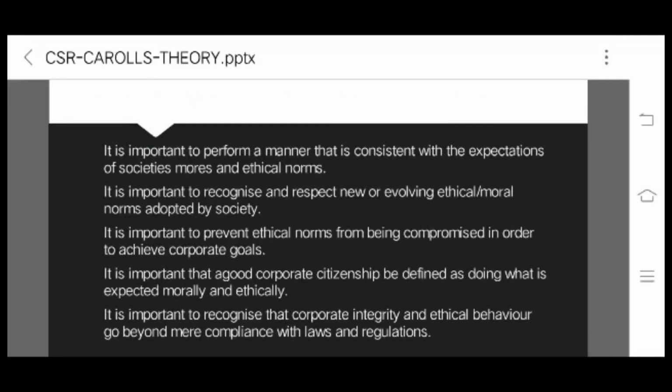Number 5, it is important to recognize that corporate integrity and ethical behavior go beyond mere compliance with the laws and regulations. So, integrity, dapat honest tayo sa bawat isa, sa kumpanya, at kunyari na lang sa ating mga consumer. Tama ang pagsusukli, tama ang pagsiservice sa kanila, at dapat sinusunod natin at maging honest tayo sa pagsunod ng laws and regulations ng ating kumpanya. Ethical behavior, dapat hindi tayo nakakatapak ng dignidad ng iba at hindi tayo magiging bias sa kapwa natin.